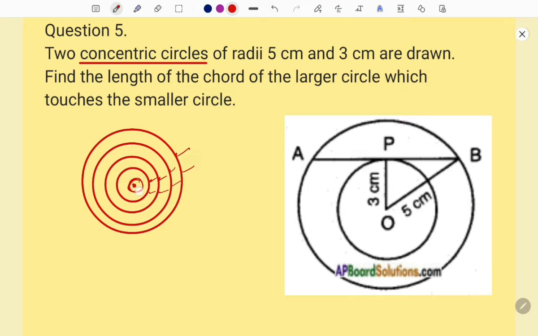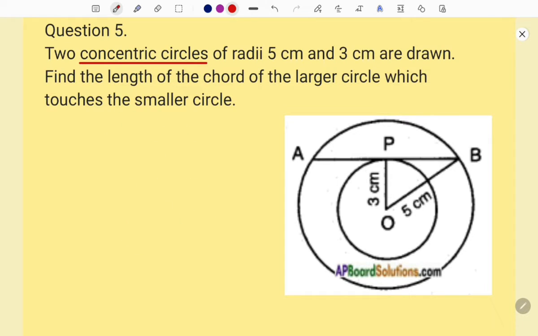All the circles having the same center but different radii. Small radius, this is another radius, this is another radius. The different radii, but the center is same. That circles are called the concentric circles. Okay, so here I can take two concentric circles. As like once you see, this is one circle, and I can take this is the another circle.